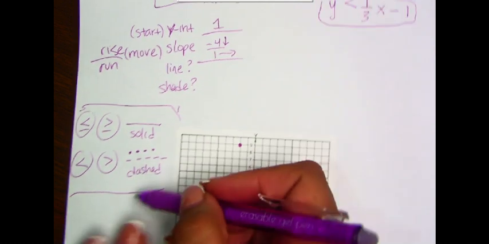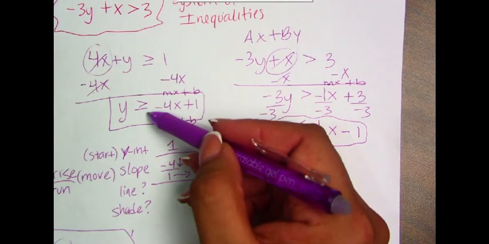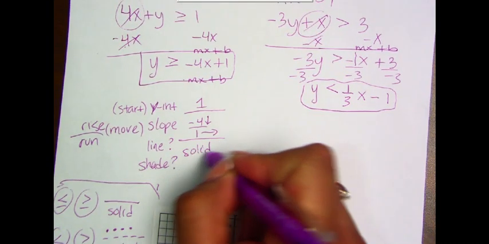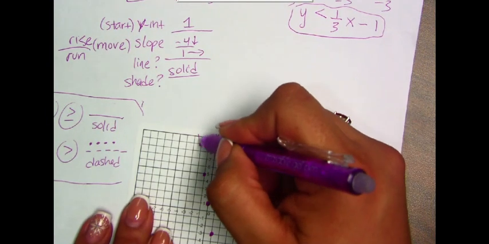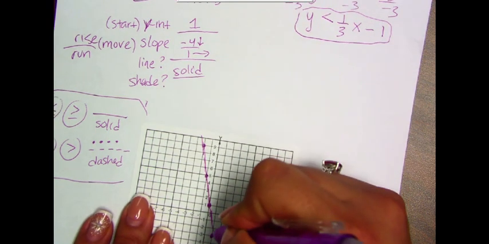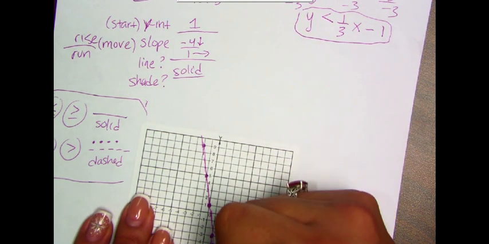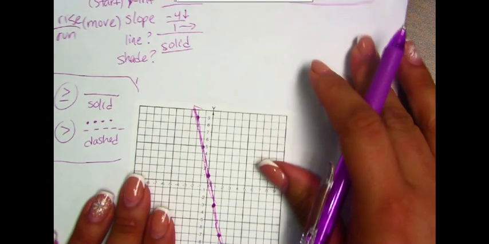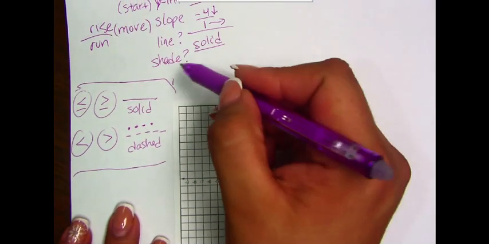Based on that, we can conclude that this inequality is going to have a solid line. So we're going to draw a solid line through this point. Again, this is just a sketch. And now we need to decide where to shade.